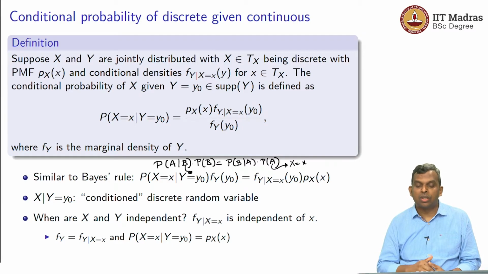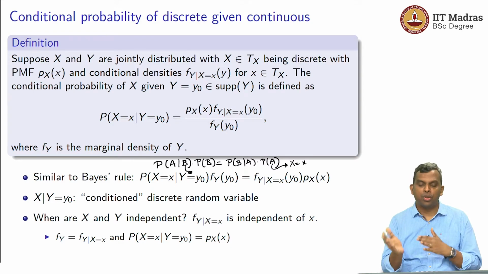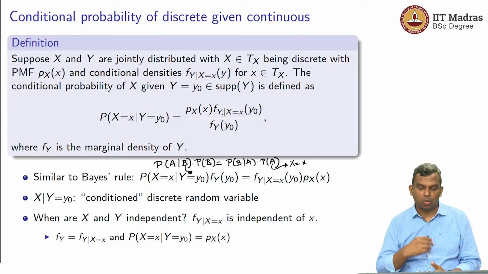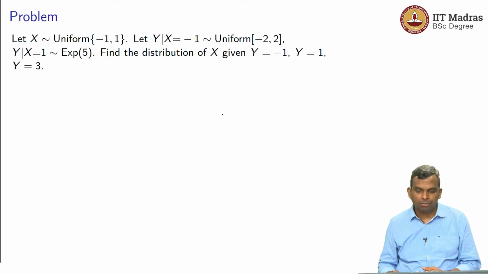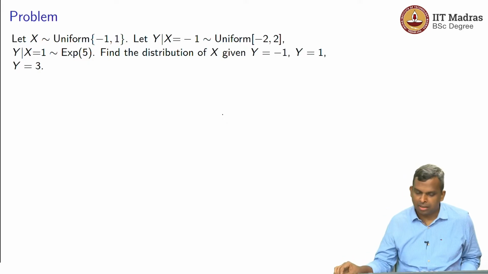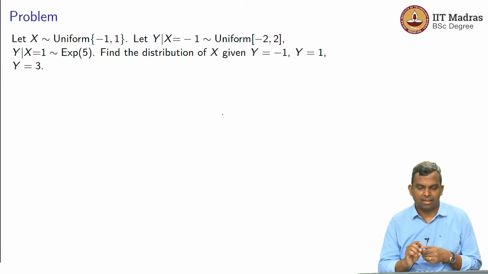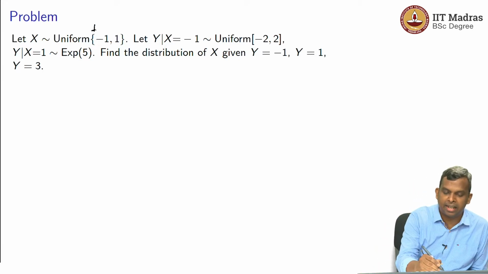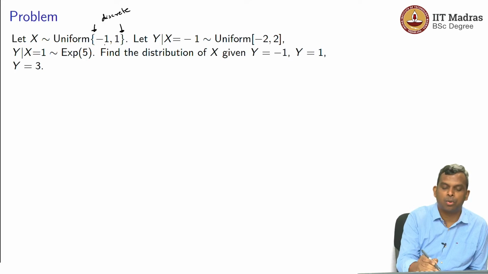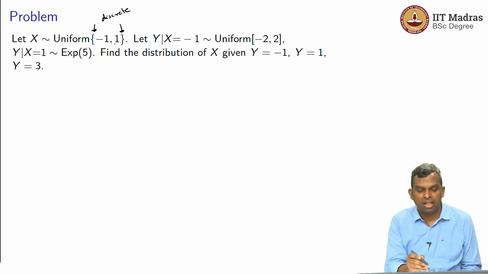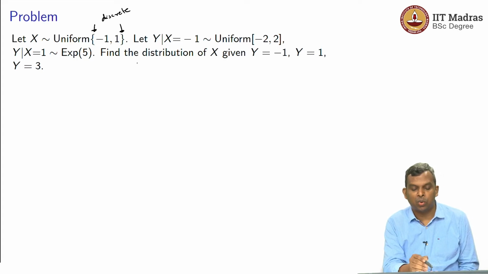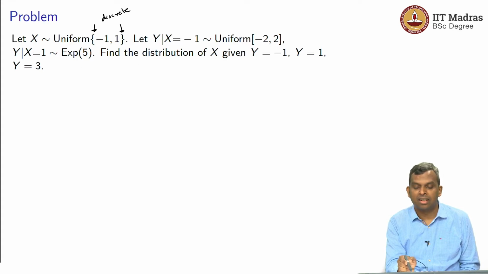So what I'm going to do is solve a few problems which have one continuous random variable, one discrete random variable. The joint distribution is described. How do you find these kind of probabilities? Let me do a few problems for you. Okay, so we're going to start with a simple problem where x is uniform. Once again, these braces indicate that this is discrete, taking -1 with probability half and 1 with probability half, and two conditional distributions are given to you, and you have to find the distribution of x given y equals -1, y equals 1, and y equals 3.